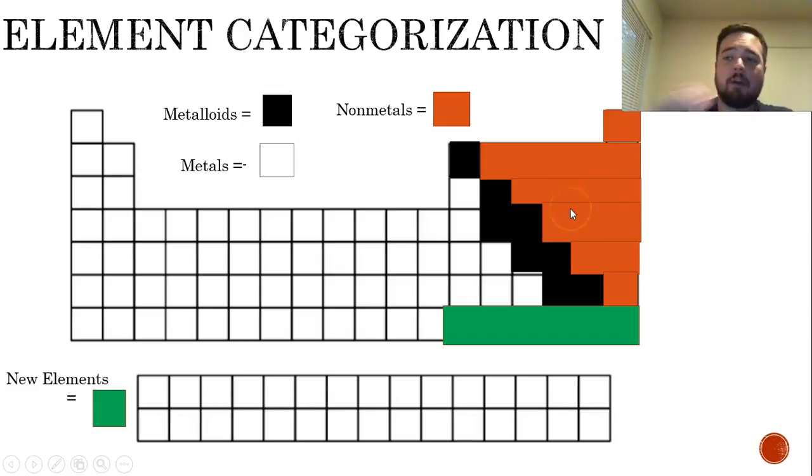So if you have your periodic table, what I would recommend is that you try to create brackets or anything to help you remember which are nonmetals and metals and metalloids. This will become very, very important in the next unit when we talk about bonding. But for the most part, that's what I want you to get from this. And just to illustrate, the new elements that were recently discovered are in this green block here. So just be aware of that.